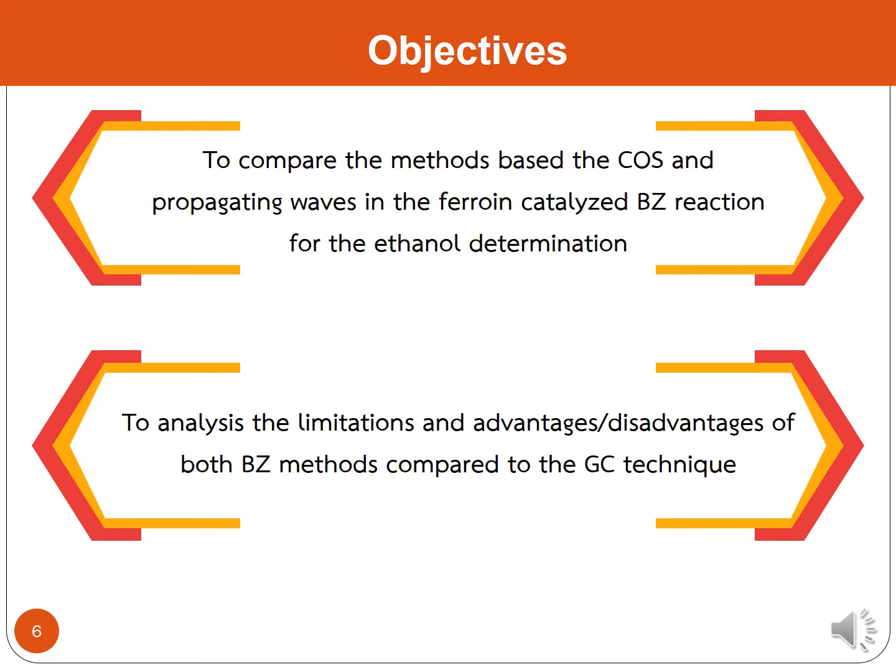Thus, the objective in this work is to compare the methods based on the colorimetric oscillating signals and propagating wave in the ferroin catalytic BZ reaction for ethanol determination, and to analyze the limitations, advantages, and disadvantages of both methods compared to the GC technique.